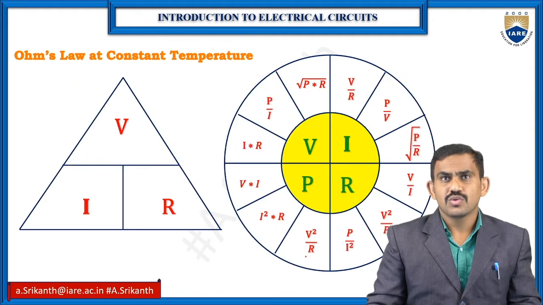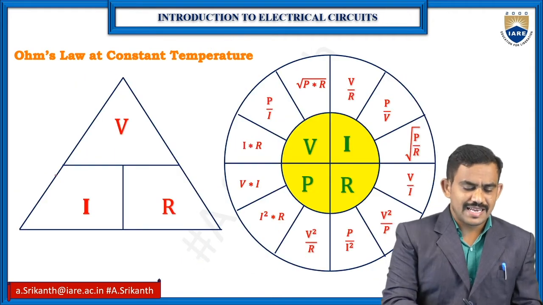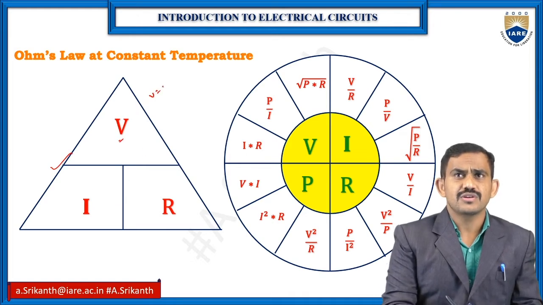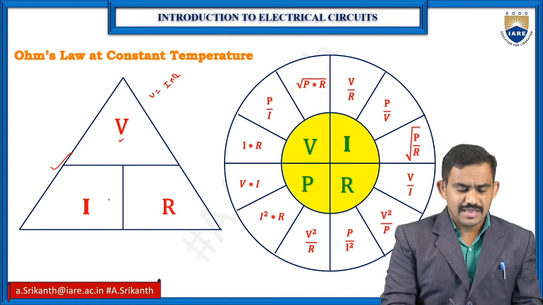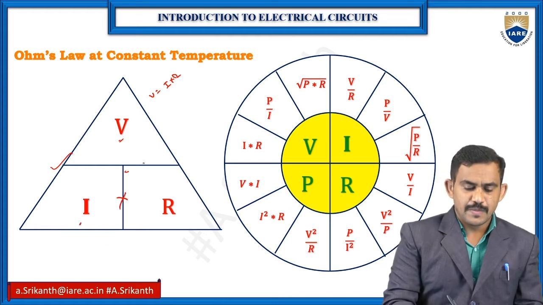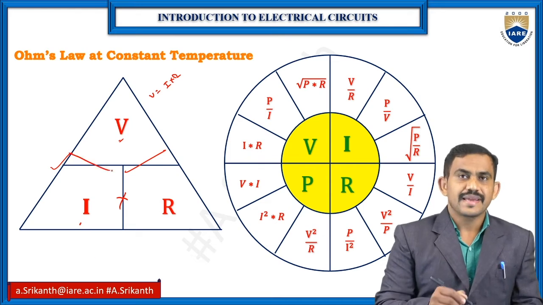And coming to formulas, you can say this is like an Ohm's triangle. If I want the V value, V equal to I into R. Suppose I want the I value, that is V by R. Suppose I want the R value, that is V by I.